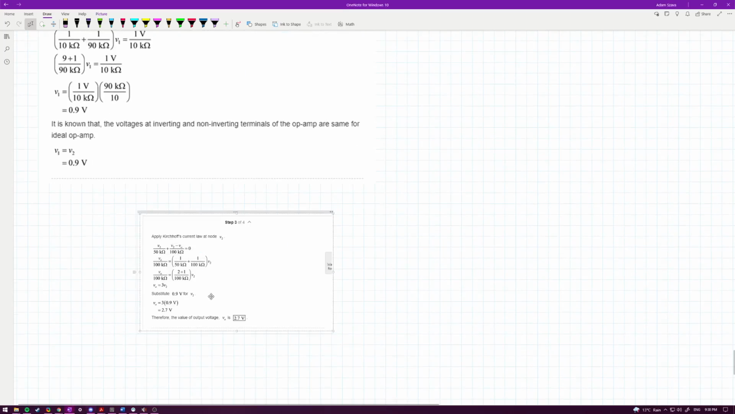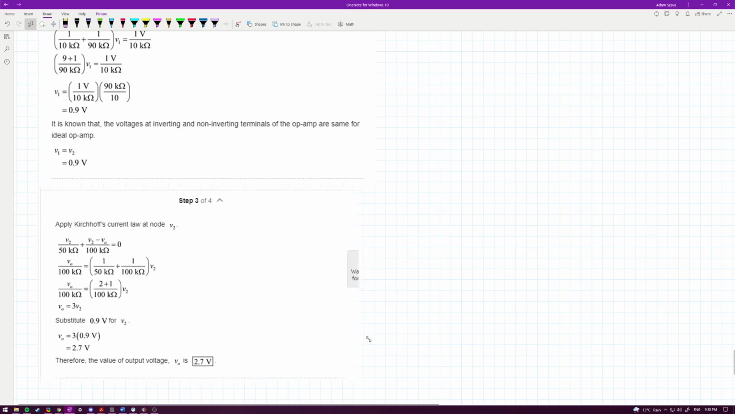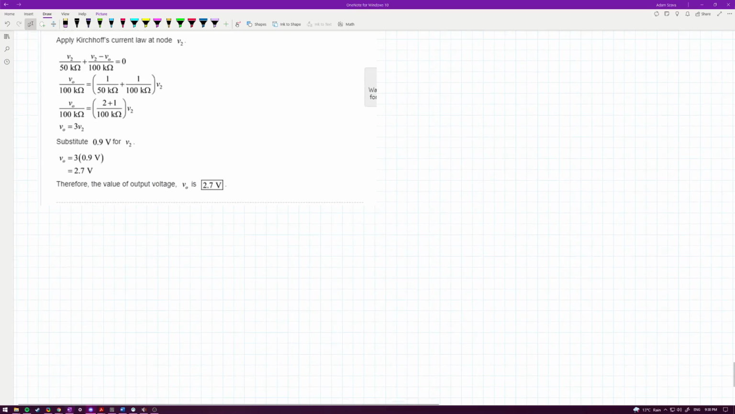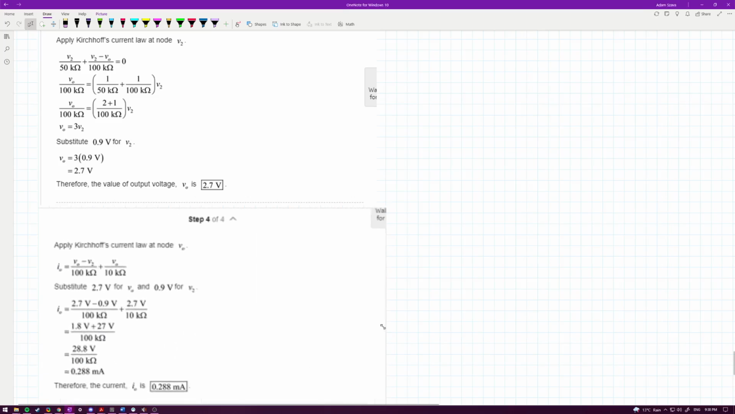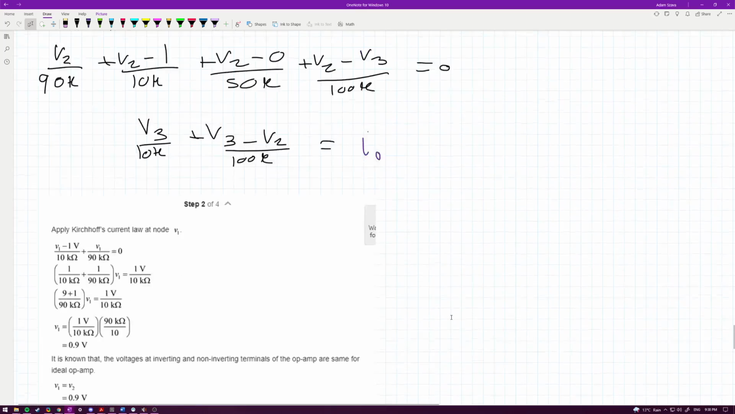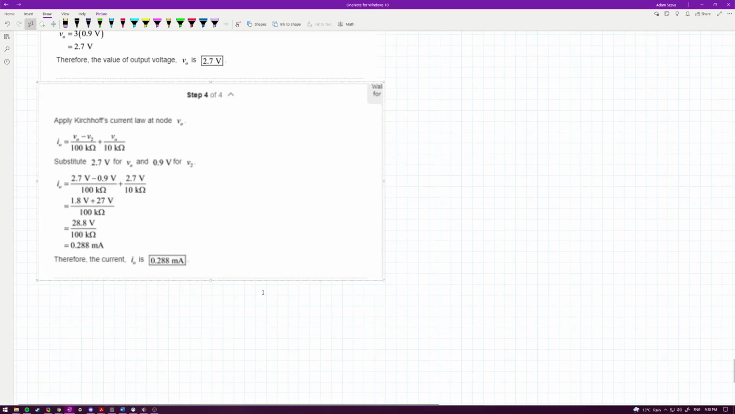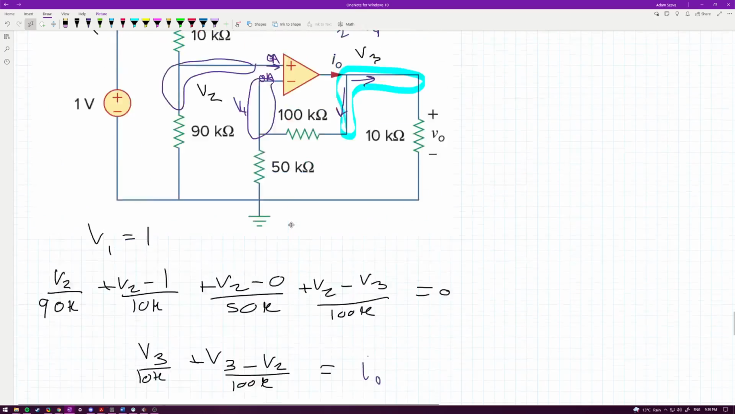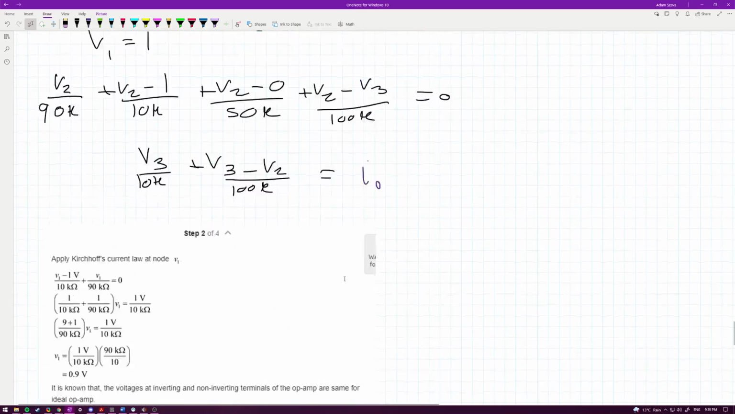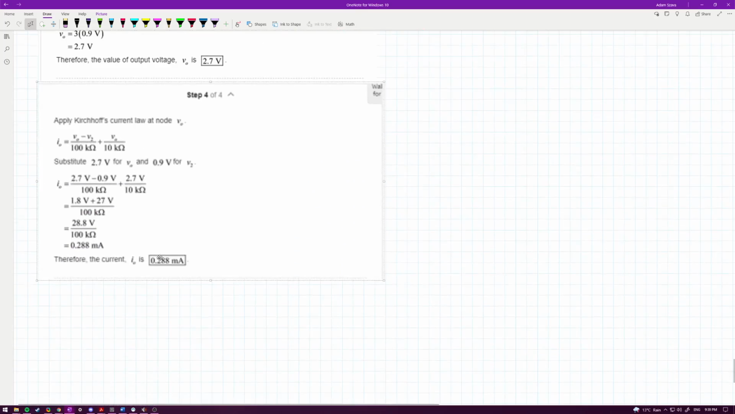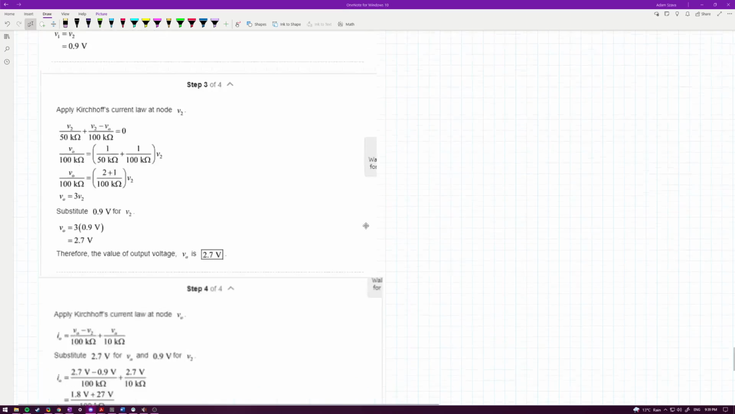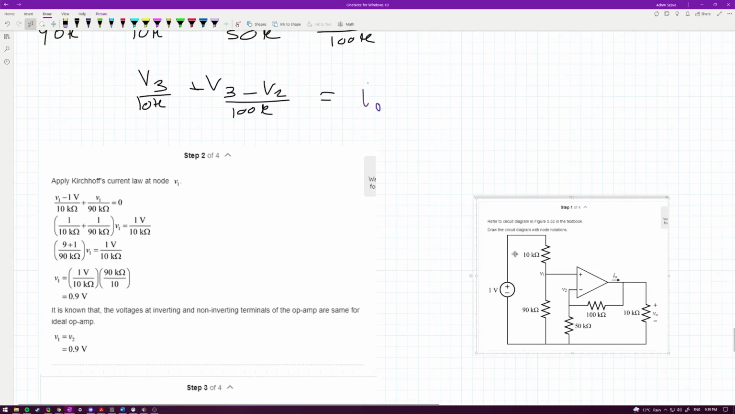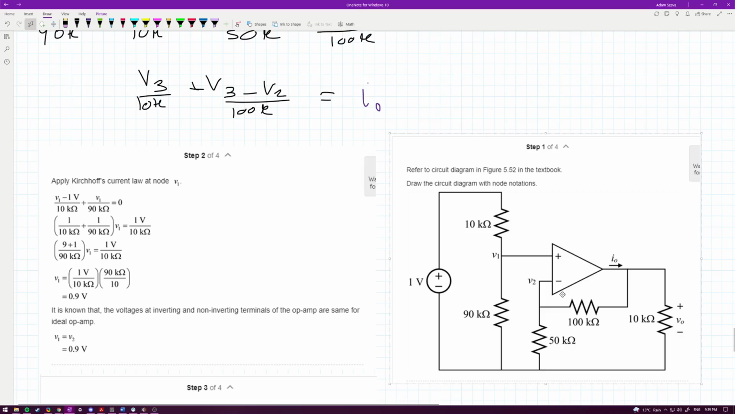Could I see their diagram? I just want to see what they labeled what. Wait, which one's the actual answer? 2.7? Yeah, we're looking for two numbers, that voltage and that current. So the voltage is 2.7 and the current is that. I think I tried this question and I think I got it right. It's the same answers that are here. Let me just see how they did.